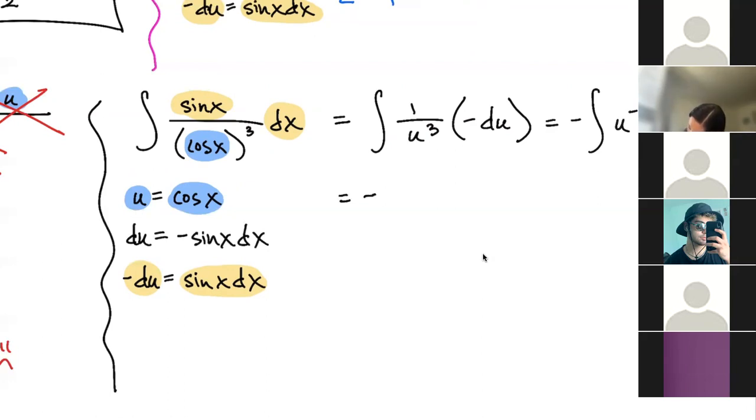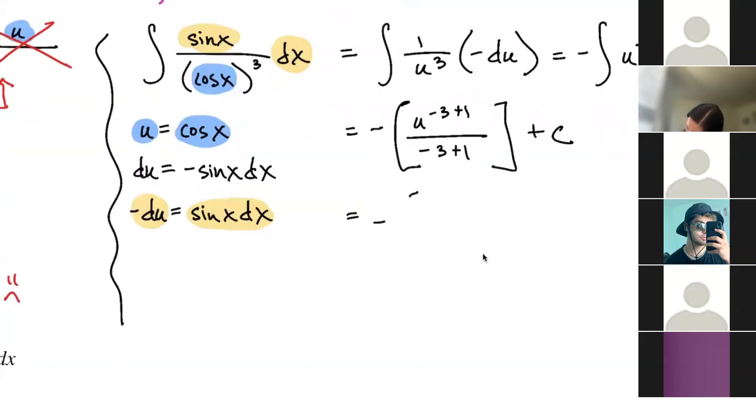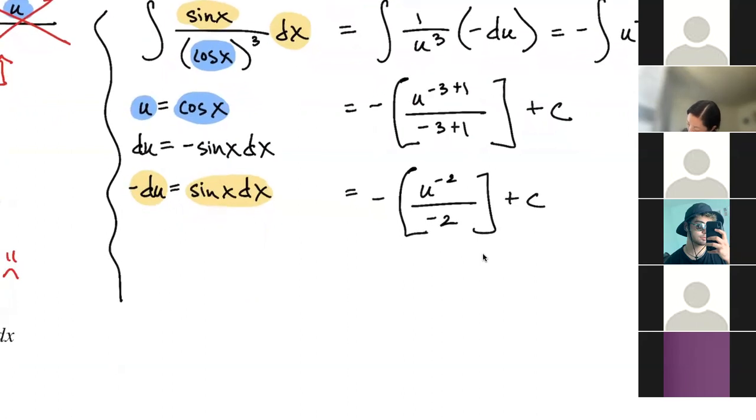Okay, so we've got negative, and I get u to the negative 3 plus 1 over negative 3 plus 1, and then a plus c at the end, which gives me negative. Let's make sure we add properly here. u to the negative 2 over negative 2 plus c. All right, what is the sign of our final answer? Positive or negative? Yeah, positive, because we've got a negative and a negative. Just going to make it positive. And then what is another way to write u to the negative 2?